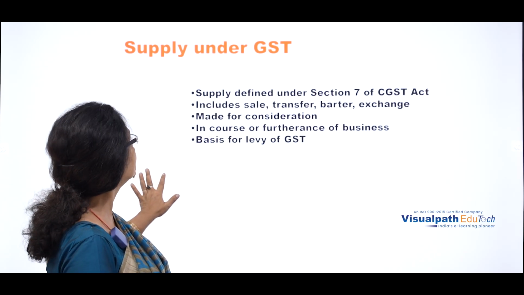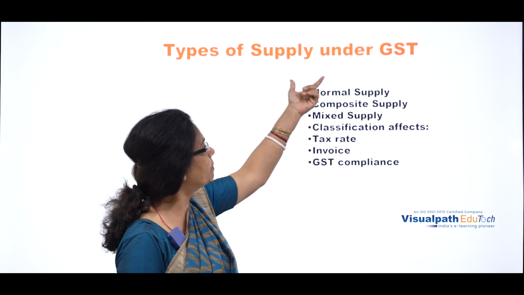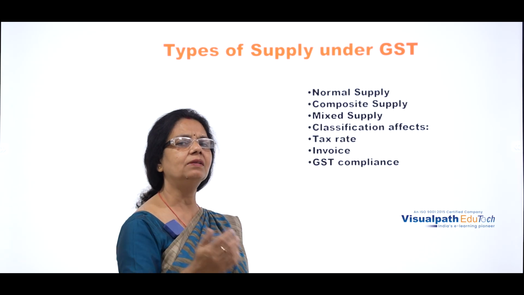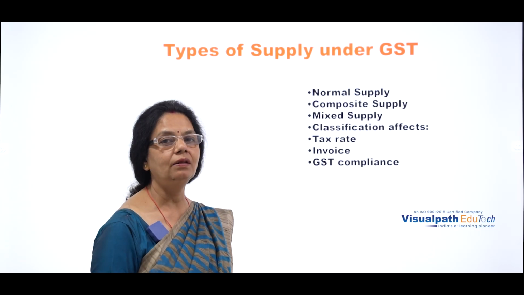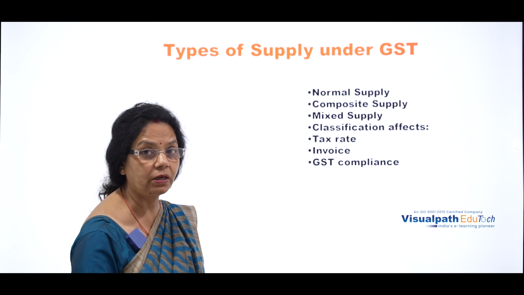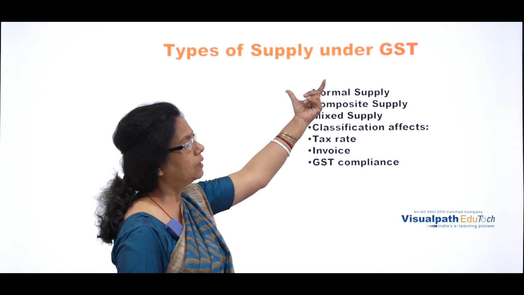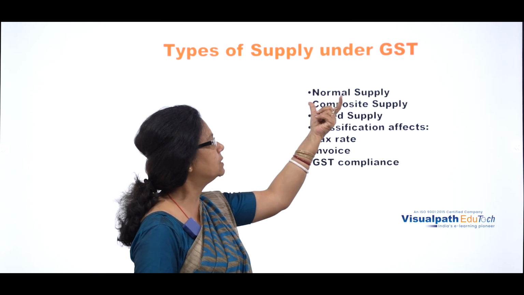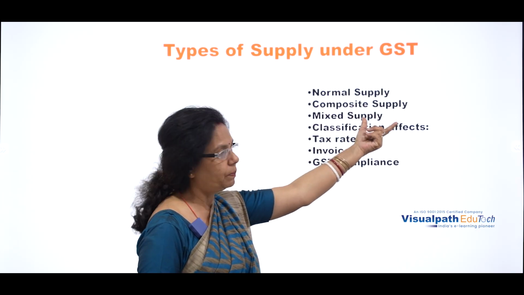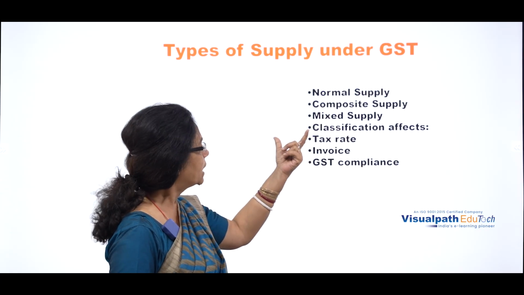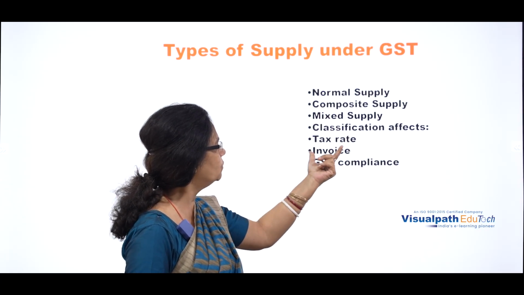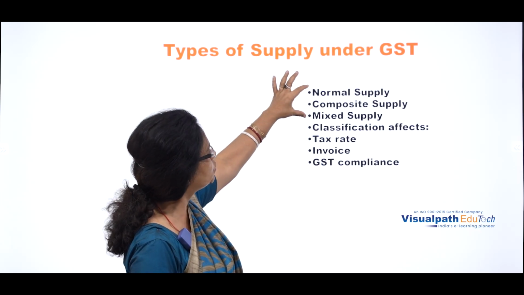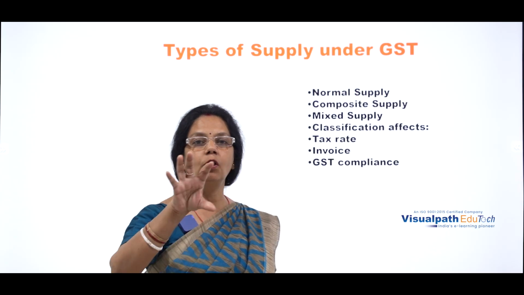Now let us see the next topic, types of supply under the GST. Supply means sending the goods to somebody else, from one trader to another trader, for the purpose of trading, of course. Now, what are the different types of supply of goods where GST is implemented? That is normal supply, composite supply, mixed supply, classification, effects, tax rate, invoice, GST compliance. So we got three types of supplies. The first three things are the types of supply.